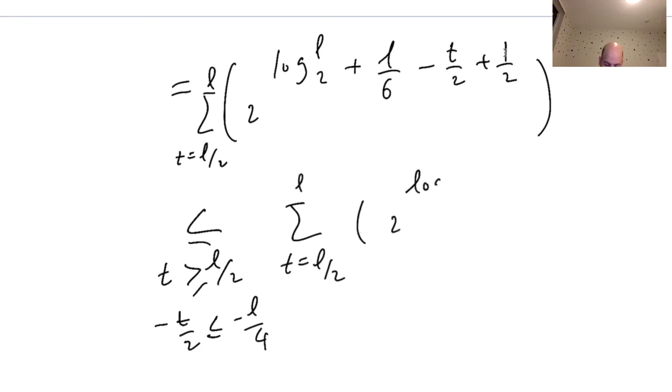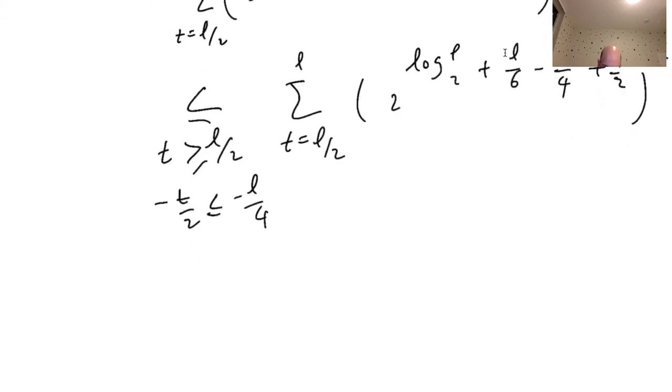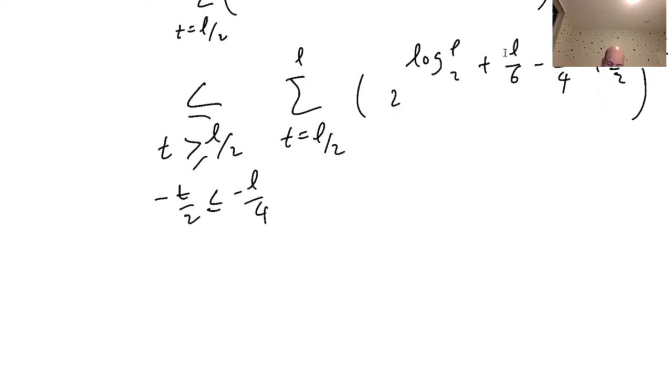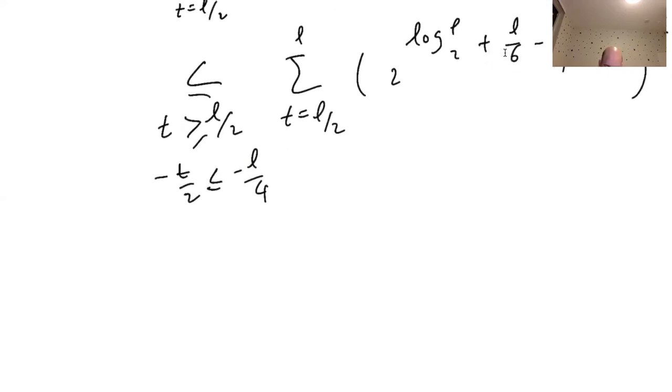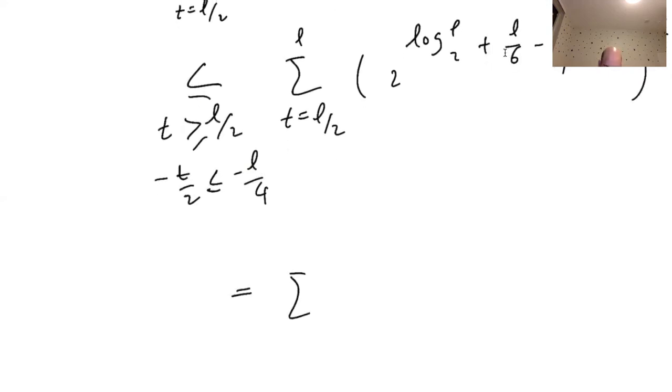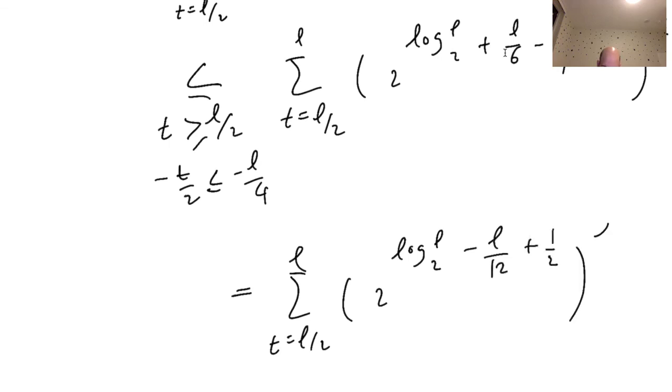2 to the power log L choose 2 plus L over 6 minus L over 4 plus 1/2, then the whole thing to the power L minus T. And then L over 6 minus L over 4 is minus L over 12. So that's 2 to the power log L choose 2 minus L over 12 plus 1/2, to the power L minus T.